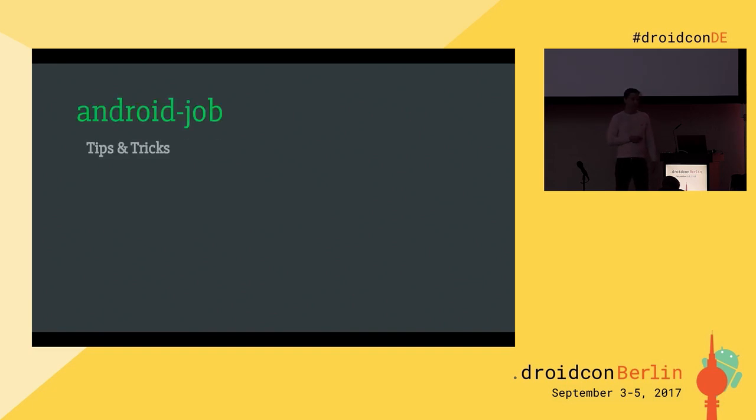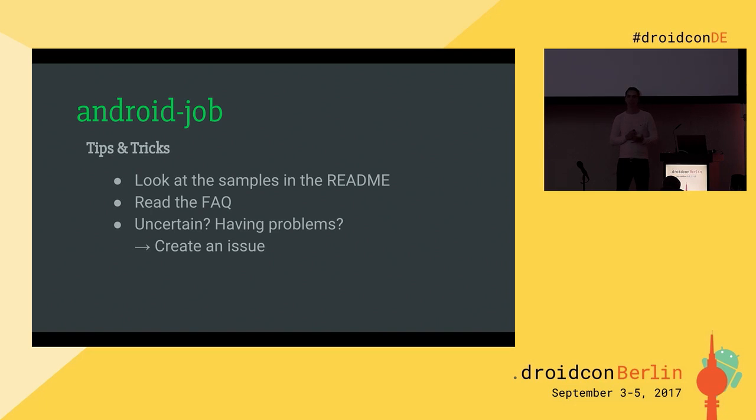And that's it. Some last tips and tricks about the job library. There are really helpful samples, and you should look at them and take a look at the README. Then there's an FAQ with even more questions if you have problems. And if you're still uncertain and can't solve your problem, then feel free to create an issue, and I'll try to help you as soon as I can.